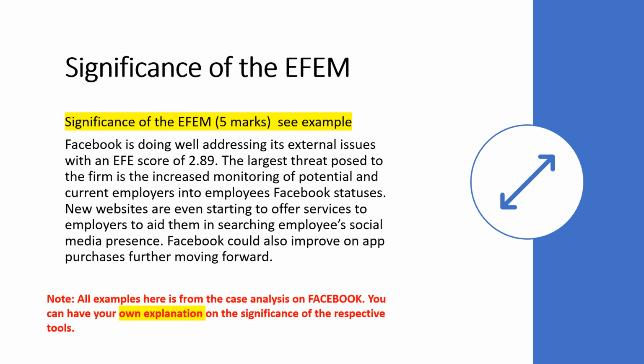So this is the last slide on the significance of the EFEM example from Facebook. Facebook is doing well addressing its external issues with an EFE score of 2.89. The largest threat posed to the firm is the increased monitoring of potential and current employees into employees' Facebook statuses. So this is just an example on how you write the significance of the EFEM. So in your case, the Asia.